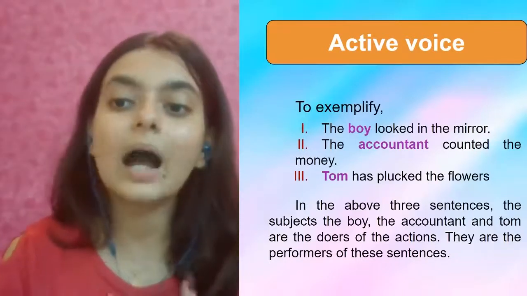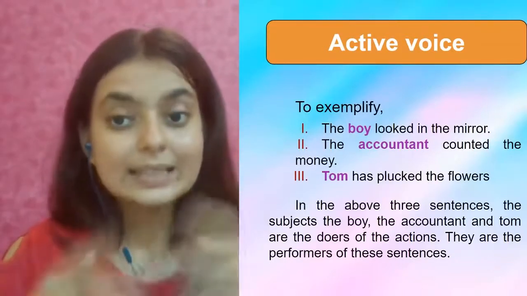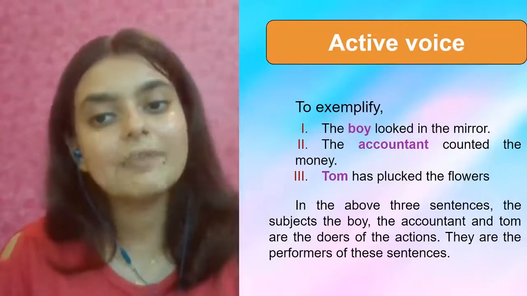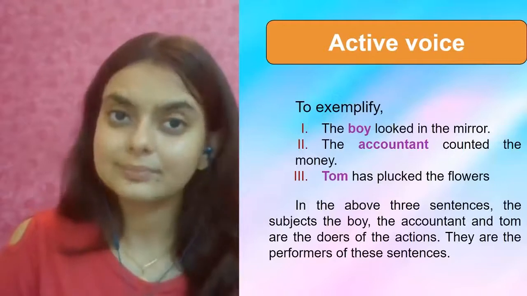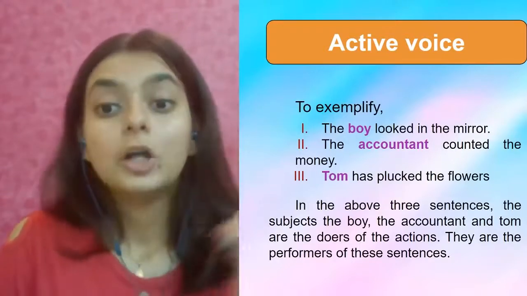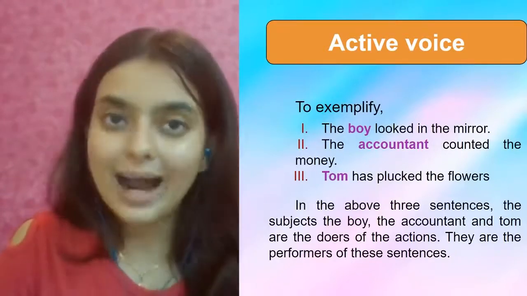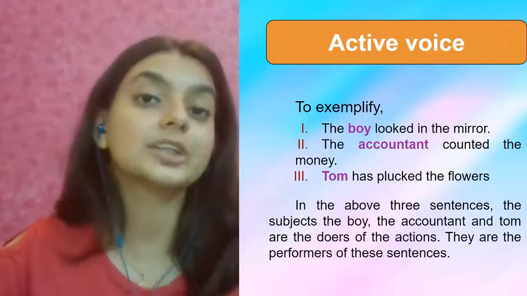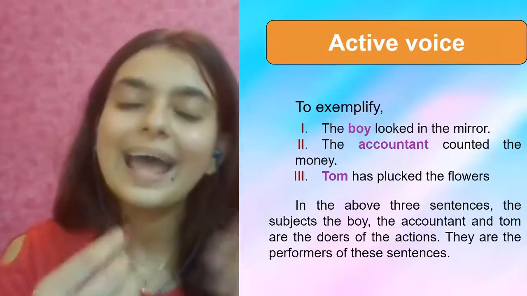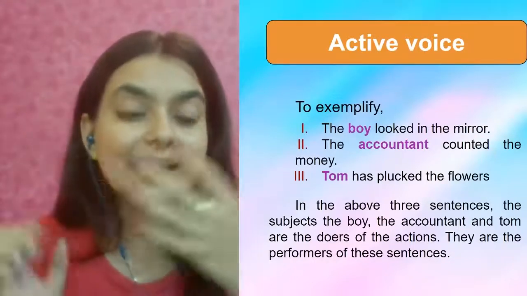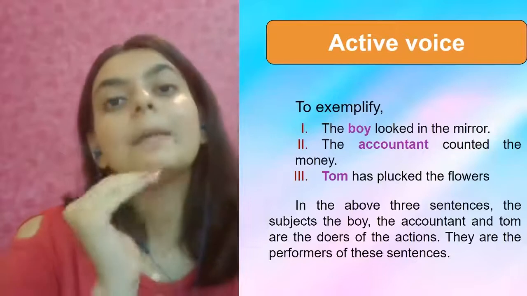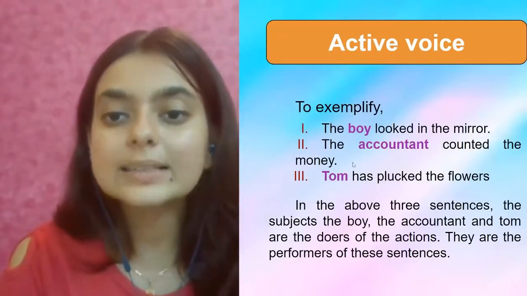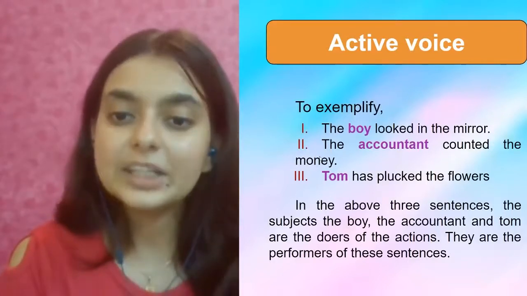Next sentence: the accountant counted the money. The subject is the accountant. He is the doer of the action, therefore he is occupying the initial position. Tom has plucked the flowers. Tom is the active person who is doing the action of plucking the flowers, so that is active voice. You can see he is occupying the initial position in the sentence. Over here, you can very well see that all the subjects are occupying the initial position.